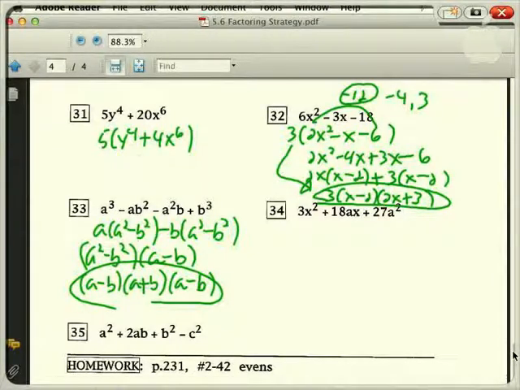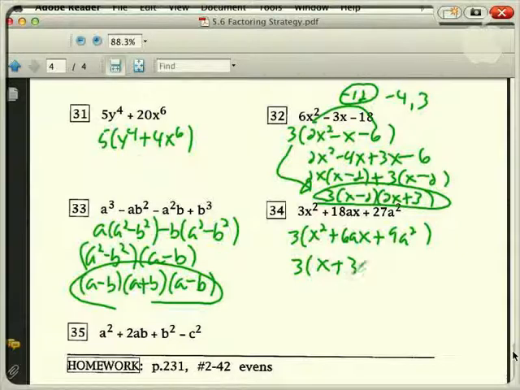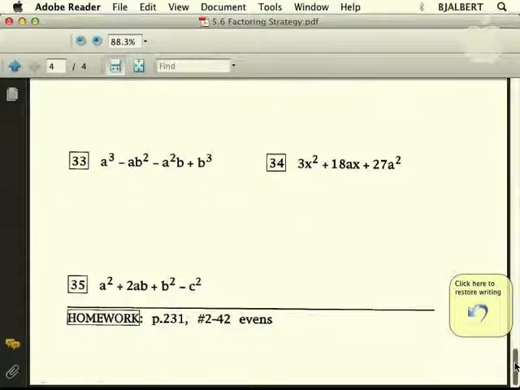Number 34. You can take a 3 out. So you'd have x squared plus 6ax plus 9a squared. And we do have a trinomial square here, x plus 3a quantity squared. You can double check it. It works. And we got one more, 35. And then we'll be all done.